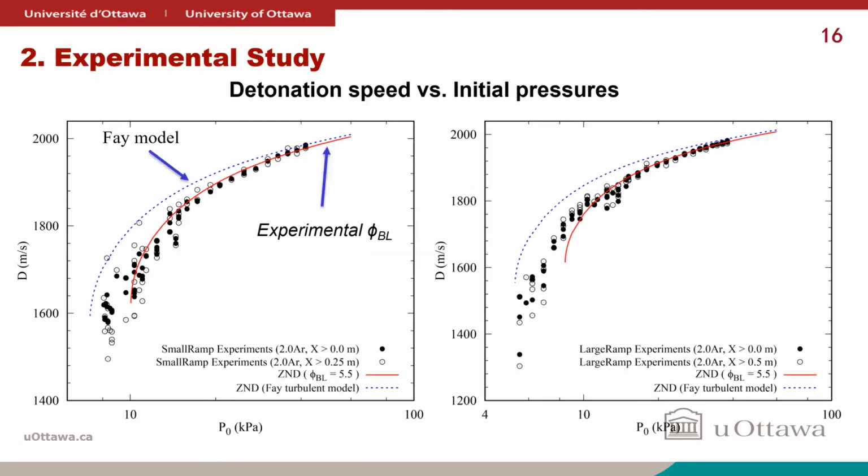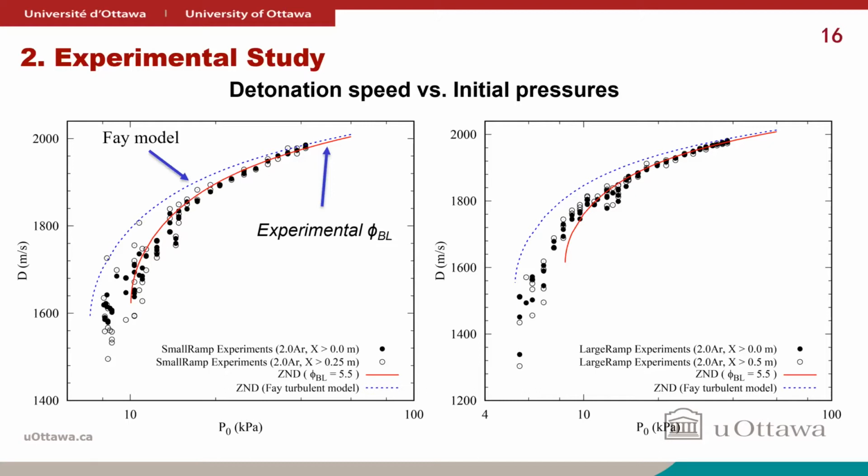Here we show the comparisons between experiments and the generalized ZND model predictions in terms of detonation speeds with respect to initial pressures for the mixture of hydrogen-oxygen-argon, for example. The results show that with the experimentally obtained boundary layer loss rate, VBL, the generalized ZND model can excellently predict the experiments, except for minor discrepancies near the limit.